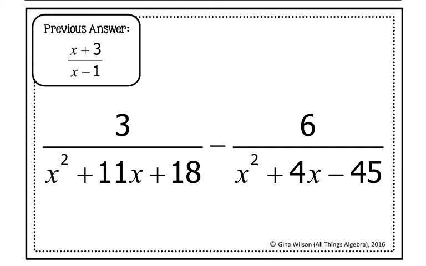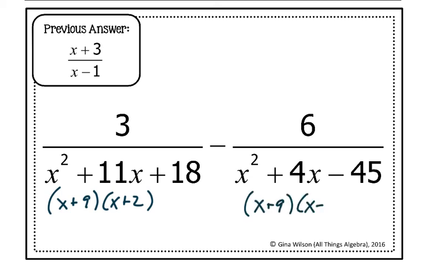So let's add or subtract these. We need a common denominator. We should factor everything like mad. How about x plus 9, x plus 2? On the right-hand side, how about x plus 9, x minus 5?